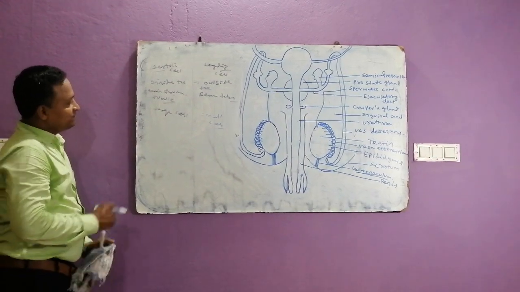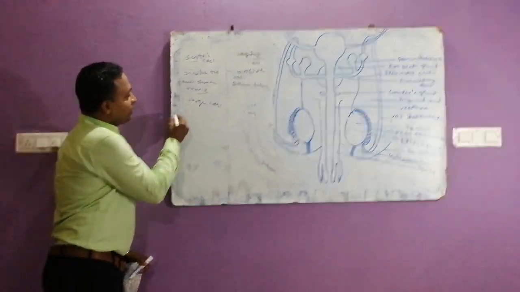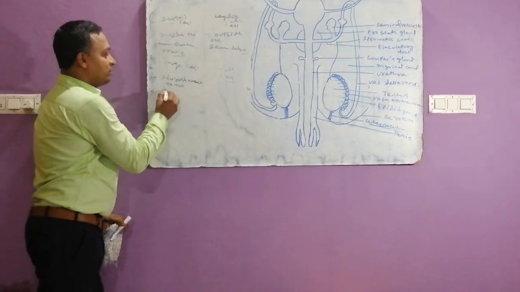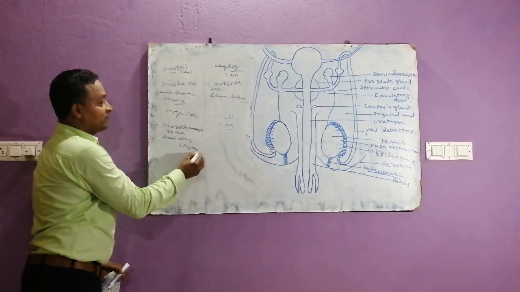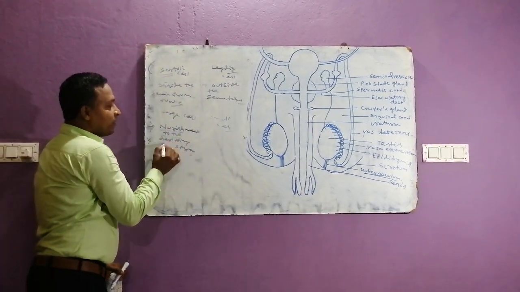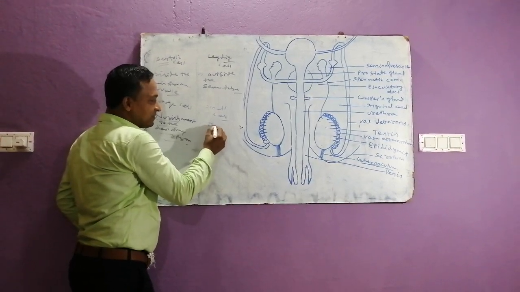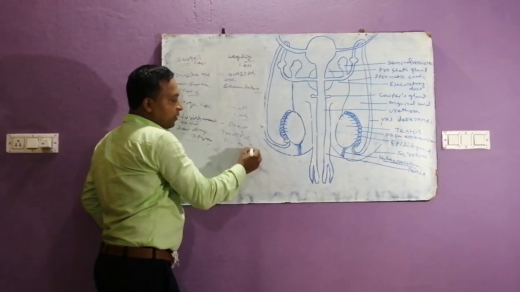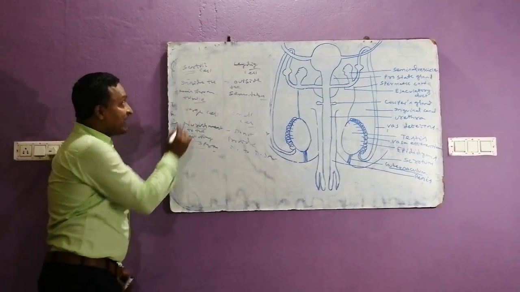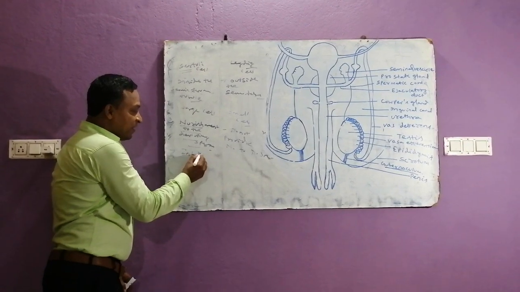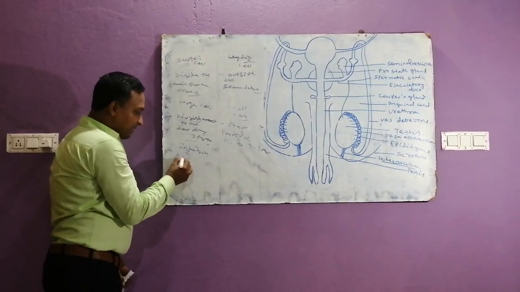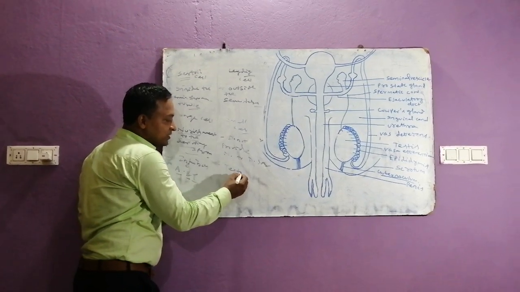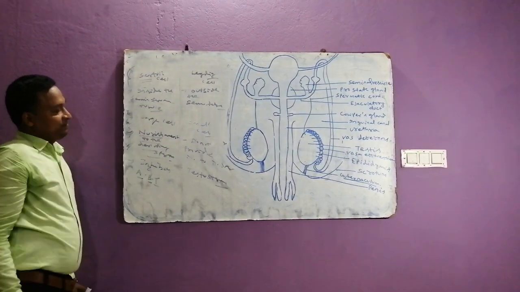Next point: Sertoli cell provides nourishment to the developing sperm, but Leydig cell does not provide nourishment to developing sperm. Sertoli cell secretes inhibin and ABP, that is, androgen binding protein. Leydig cell secretes testosterone.